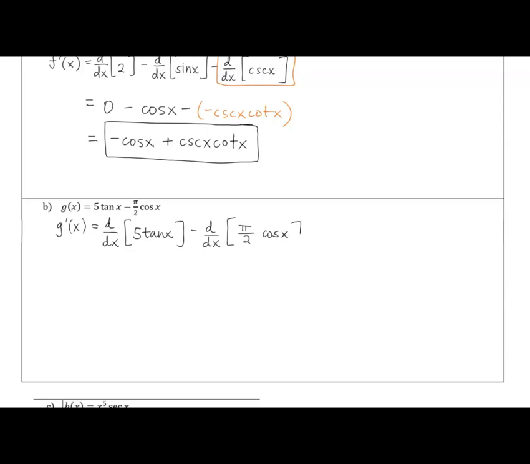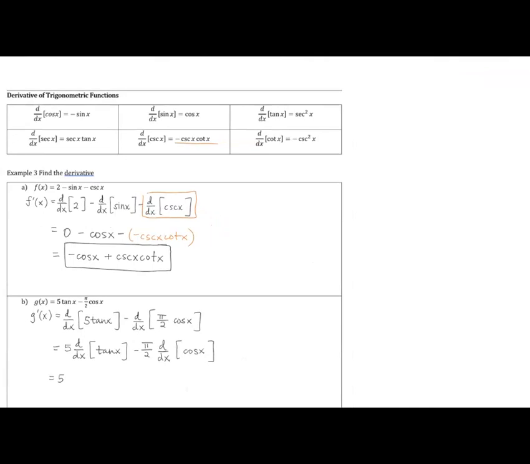Now that I have the derivative operator applied to each term, I can see that there's constants that we can pull out in front of our derivative operator that will only leave us taking the derivative of trigonometric functions. Now we can apply the derivative rules from this lesson. We know now that the derivative of tangent x is secant squared. And we also now know, well, we already knew that the derivative of cosine x is negative sine x.